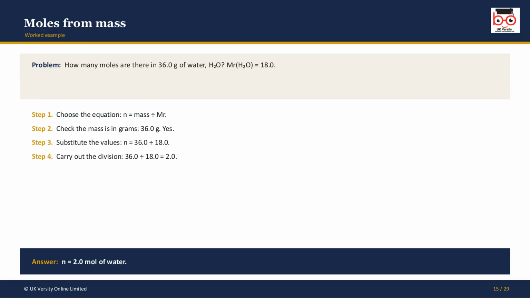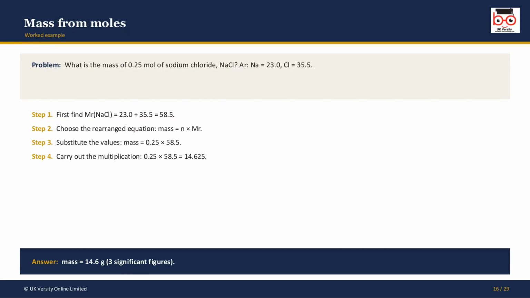Given Mr is 18.0, we choose N equals mass divided by Mr. Check the mass is in grams, and 36.0 grams, yes it is. Substitute in: N equals 36.0 divided by 18.0. Carry out the division, and 36.0 divided by 18.0 is exactly 2.0. So we have 2.0 moles of water.